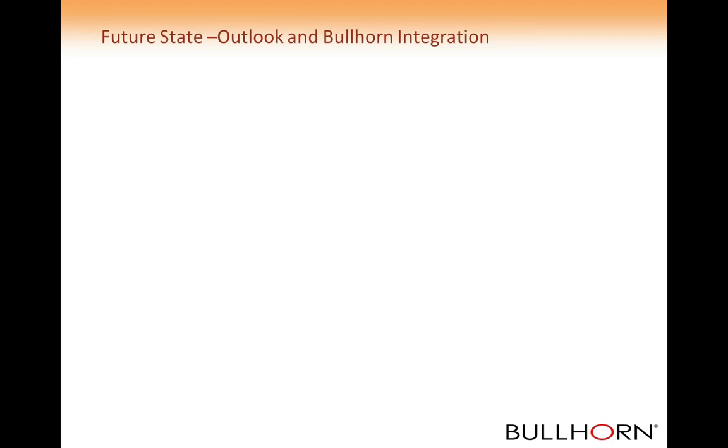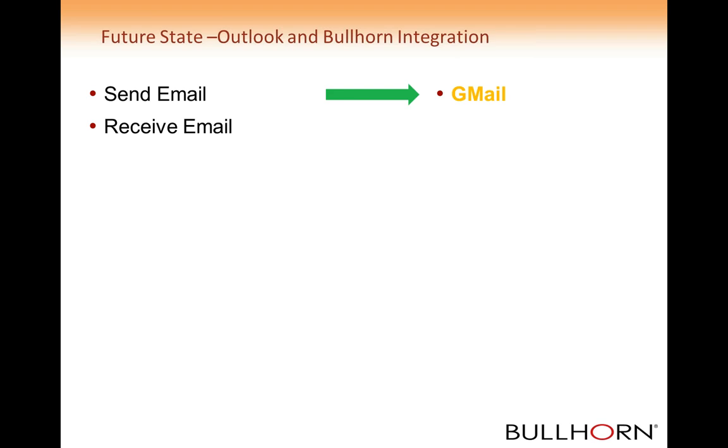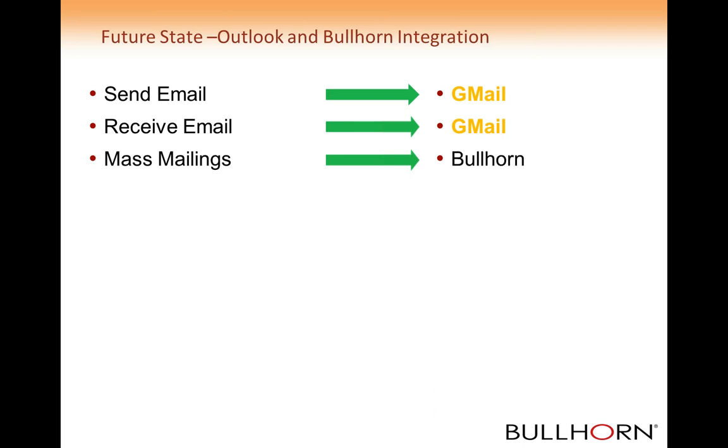I would like to review now what you do in Bullhorn Mail right now and what your life is going to look like moving forward, and what is not going to change once the integration is enabled. Sending email: you will be sending email from Gmail. Receiving email, the same: you will be receiving all your email in Gmail. The only email activity that you will continue to do in Bullhorn is when you do a mass mailing.